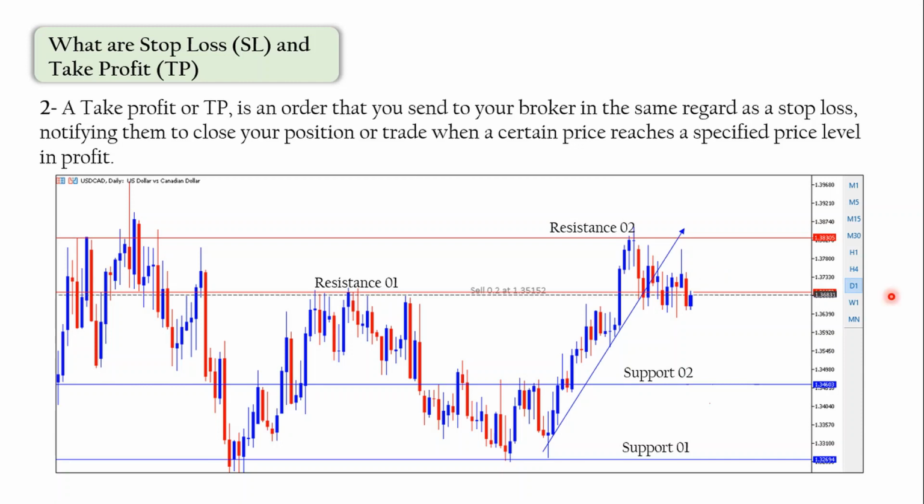So I sell 0.2 lot at 1.35152. Then I place my stop loss and take profit. I will place my stop loss higher than the current price, which is 50 pips higher than the current price, above the hammer pattern. And then I will place my take profit here at the support line 2, which is around 223 pips lower than the current price. Then I will wait for the market.